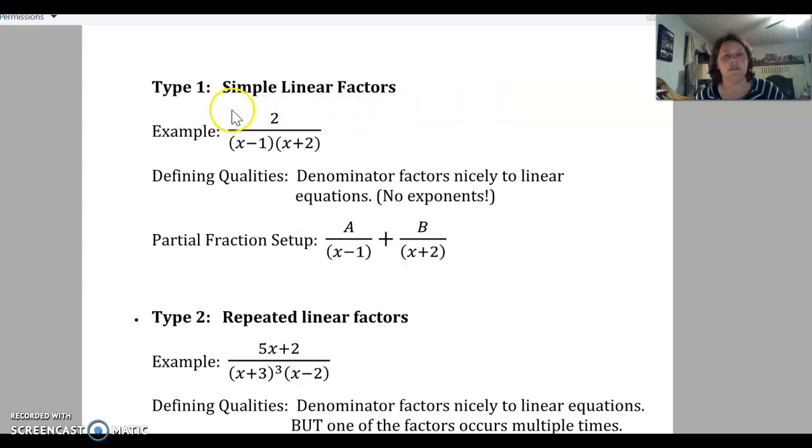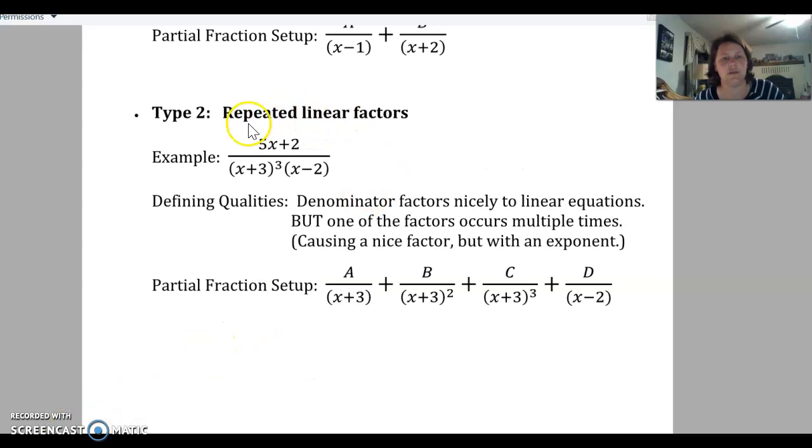Okay, first type, simple linear factors. This is an example, 2 over x minus 1, x plus 2. The denominator factors nicely to linear equations, and there's no exponents anywhere, whether it's on the inside of the parentheses or on the outside of the parentheses. The partial fraction setup is going to be very simple. We can split up both of those factors and put just a single variable in the numerator that represents a constant. So that a represents a constant, the b represents a constant.